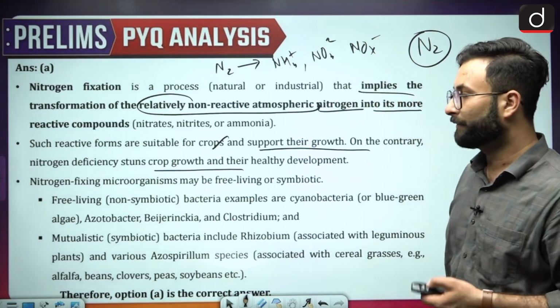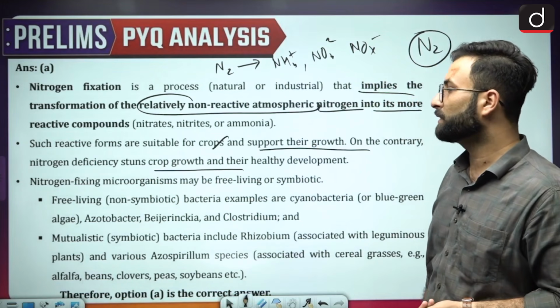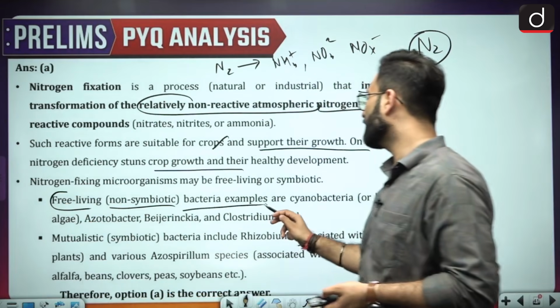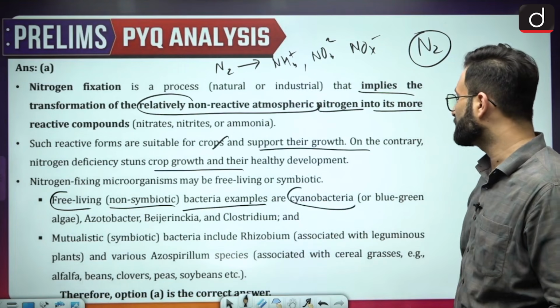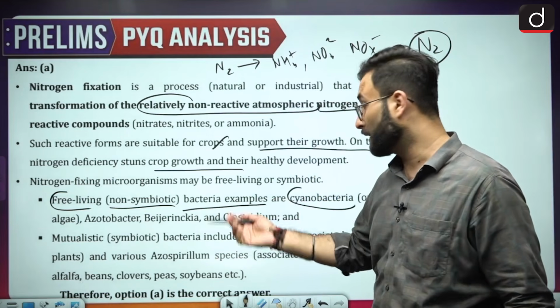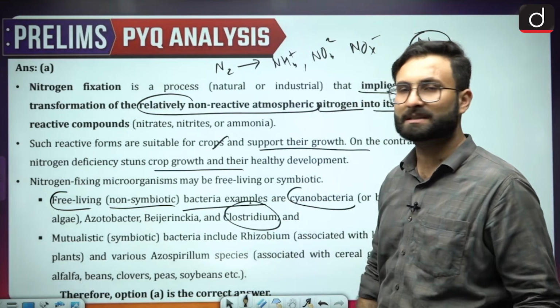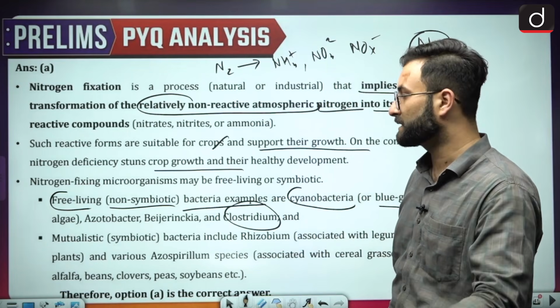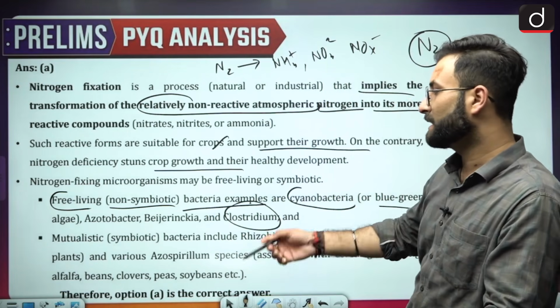Among nitrogen fixing microorganisms, there are free living non-symbiotic bacteria. Examples are cyanobacteria, or blue-green algae, Azotobacter, or Clostridium. These are some examples of free living bacteria which help in nitrogen fixation. Then the other type is mutualistic.